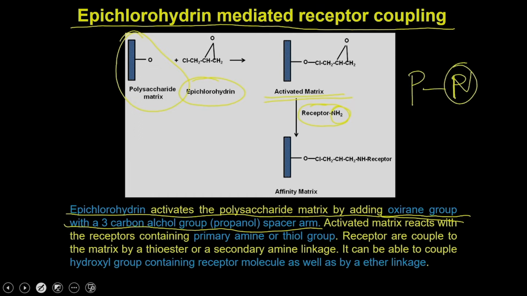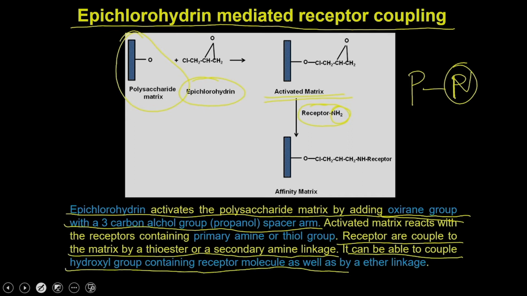Now, the receptors are coupled to the matrix by a thioester or secondary amine linkage, and it can also couple a hydroxyl group containing receptor molecule by an ether linkage. So, you have two options: either you use the receptor which contains the OH, or you use the receptor which contains primary or secondary amines, and that is going to couple to the matrix, which means you get the coupling of the receptor to the matrix.